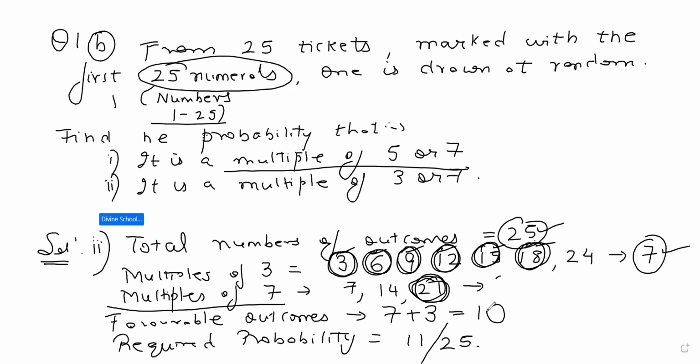Seven outcomes here, 3 outcomes here. My required probability is 10 by 25. This is my answer for part 2. So I'm repeating it again.